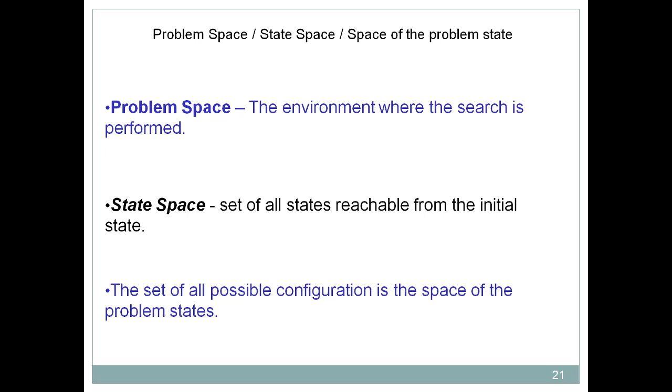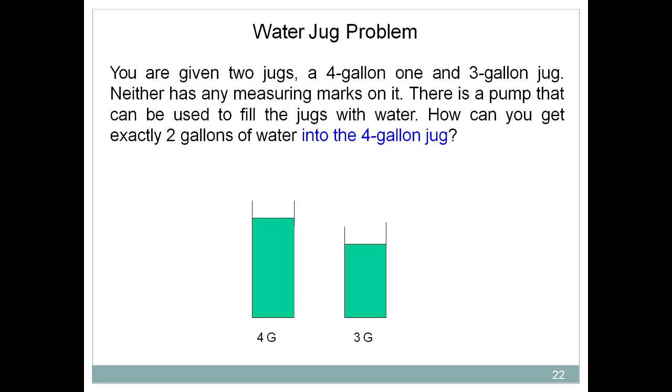Now let's discuss the water jug problem. First of all, try to understand what a water jug problem is. Water jug is a very important problem. If you are appearing for an interview in analytics, they may ask this kind of problem. So you should know how to solve it.